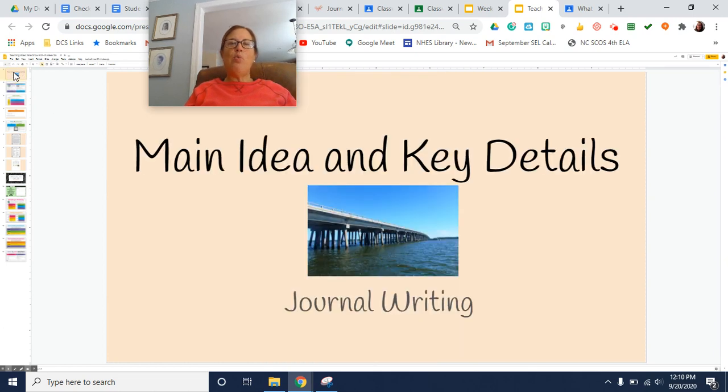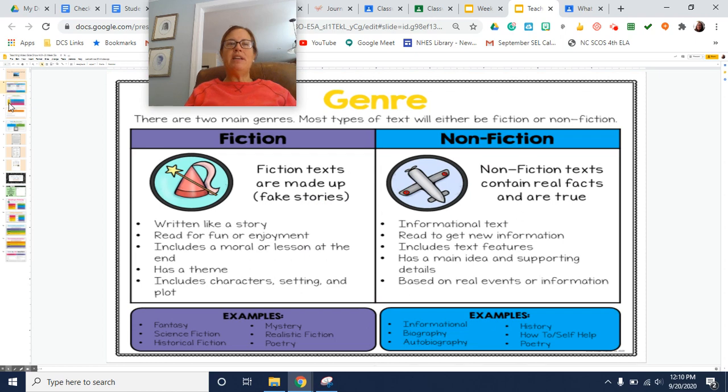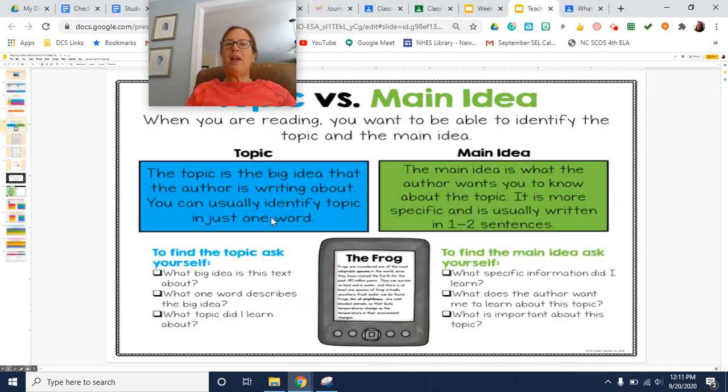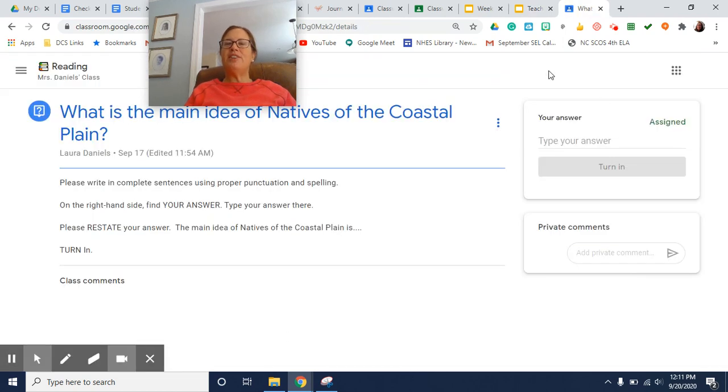If you're sitting there saying, what does she mean, main idea? Go back to the beginning of the slideshow. This slide's going to be especially helpful. Be careful. I'm not asking what's the topic. I don't want a one-word answer. I want a couple of sentences in your answer. You're going to type your answer here.